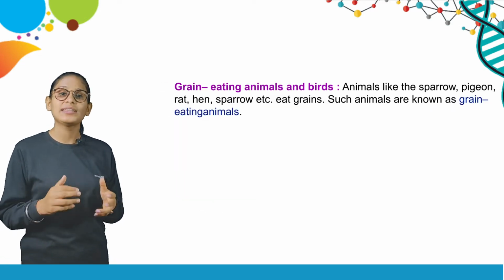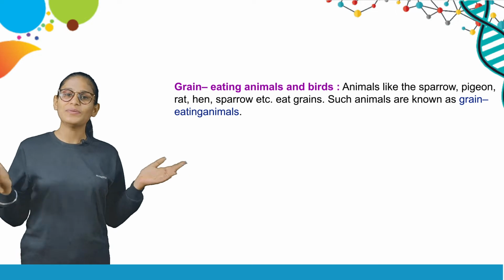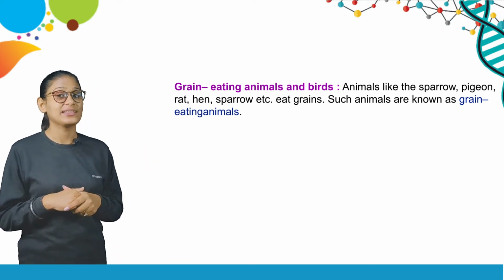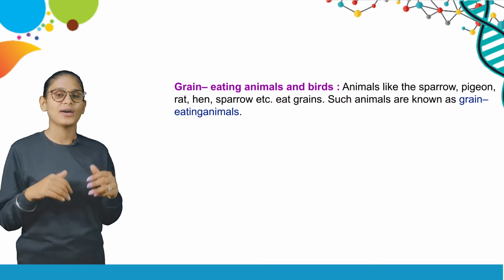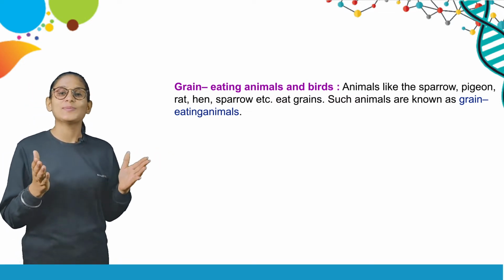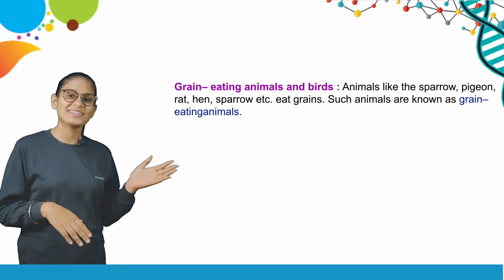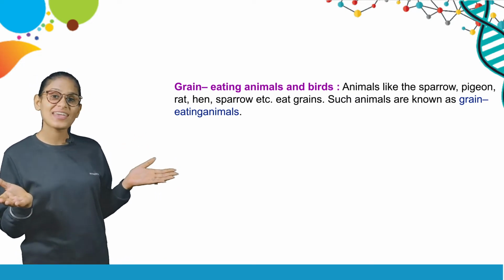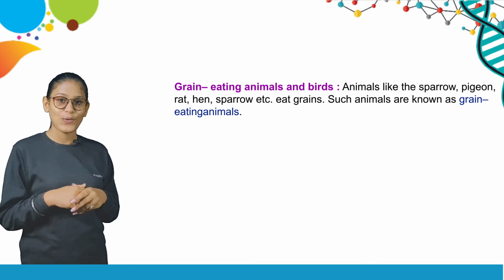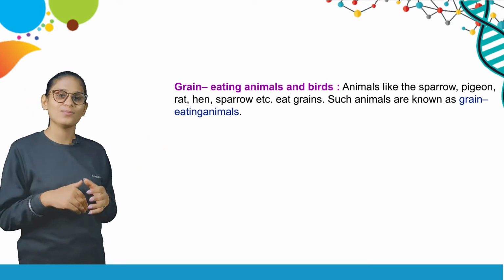Here is grain-eating animals and birds. So grain eating means eating what, children? Grains. Okay, now read it. Animals like the sparrow, pigeon, rat, hen, etc. eat grains. Such animals are known as grain-eating animals.